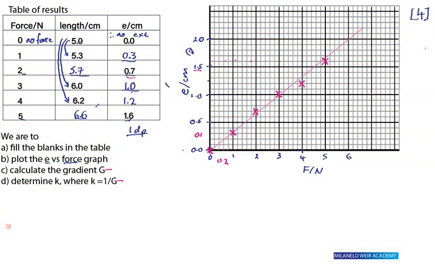Welcome back. From our previous video we had plotted the graph, so we have gone up to B. So now we are to calculate the gradient of this graph. Remember, how do we calculate the gradient? Gradient is equal to y1 minus y2 all over x1 minus x2.